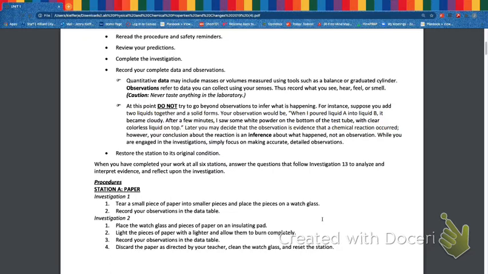For instance, suppose you add two liquids together and a solid forms. Your observation would be, when I poured liquid A into liquid B, it became cloudy. After a few minutes, I saw some white powder on the bottom of the test tube with clear, colorless liquid on top. Later, you may decide that the observation is evidence of a chemical reaction. However, your conclusion about the reaction is an inference about what happened, not an observation. So we want to make sure that as we're going through initially, we're just making observations.